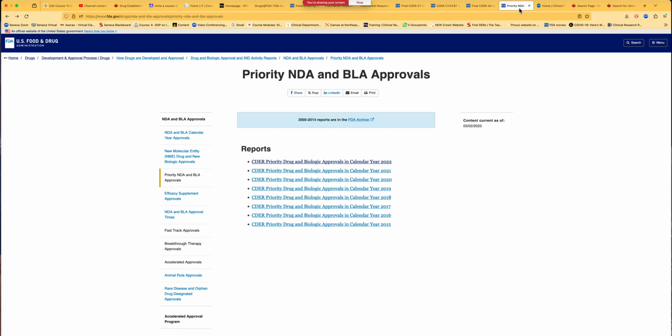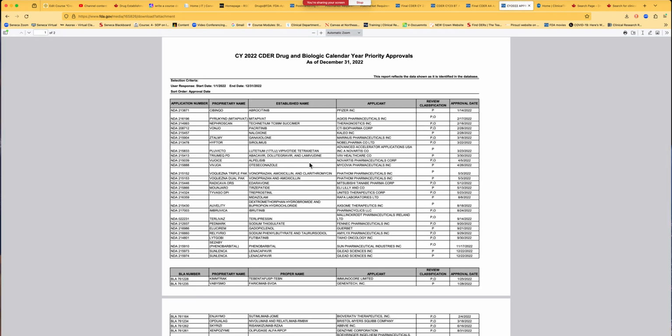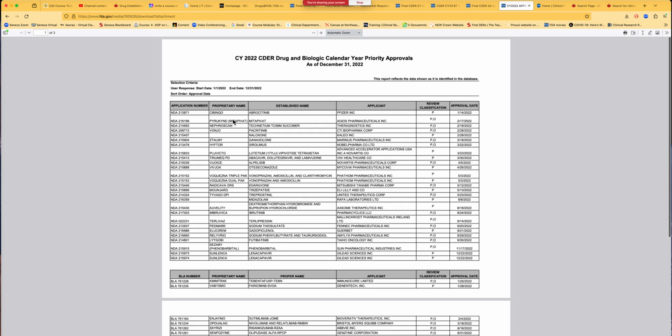We have, again, a page on the U.S. Food and Drug website, which is called Priority New Drug Application and Biological Licensing Application Approvals. So here we can have access to the approvals that have been done based on the priority. Here we have the application number, the proprietary name, establishment name, the applicant name, the review classification, and of course, again, the approval date.